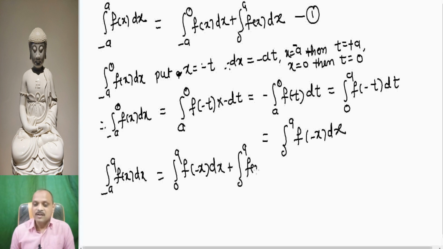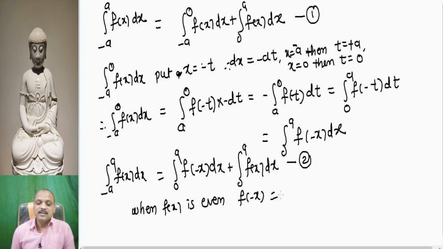Now friend, when the function is even, when f of x is even, f of minus x equals f of x, and when f of x is an odd function, then f of minus x equals minus f of x.